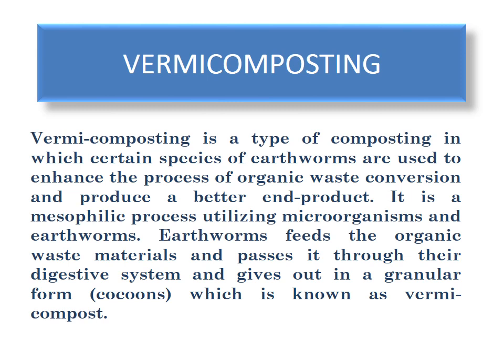The picture which you saw just now was showing the process of vermicomposting. Let us see what exactly is vermicomposting. It is a type of composting in which certain species of earthworms are used to enhance the process of organic waste conversion and produce a better end product. It is a mesophilic process utilizing microorganisms and earthworms. Earthworms feed on the organic waste material, pass it through their digestive system, and give out granular cocoons, which is known as vermicompost.